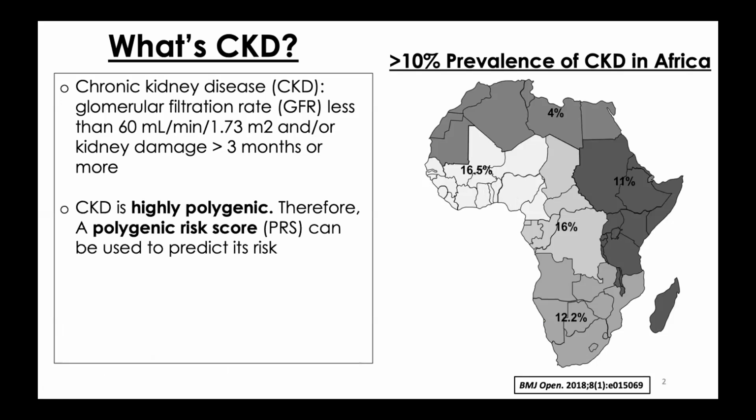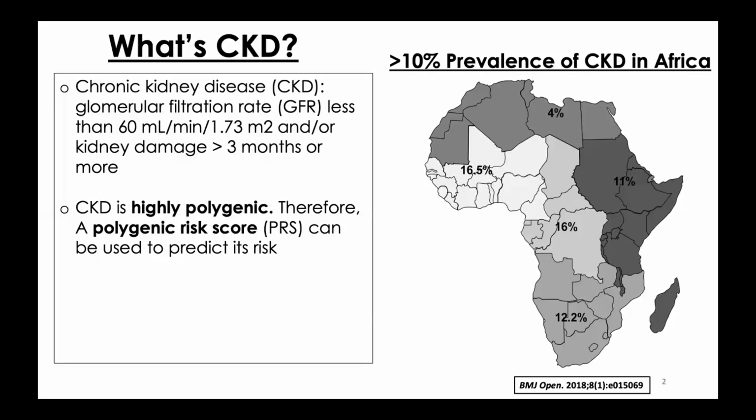One other thing about CKD is it is a polygenic trait. That means that it's contributed to by more than one gene. And if you're going to determine the effect of someone's genetics towards its causation, then you need to add up each of those genetic effects together into a score. So that is what we call a polygenic risk score.